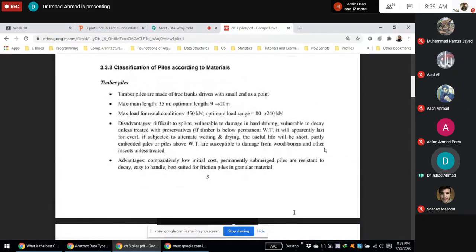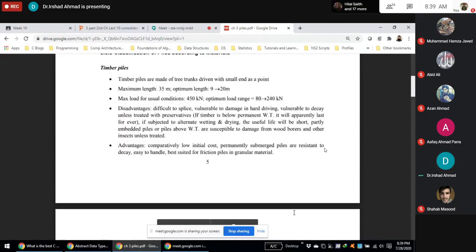Then you have classification according to the materials of piles. Timber piles are used, but of course they cannot take more load, and if you require longer piles, the splicing would be a bit difficult, right? This has the disadvantage that if they are above water table, they could be affected by insects, right? But if they are below water table, then the insects would not harm them.